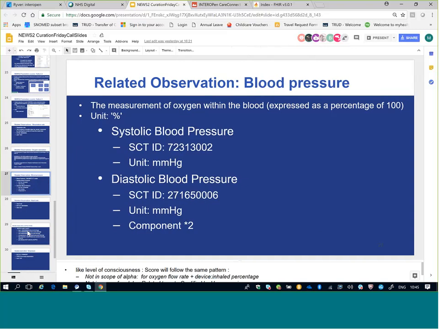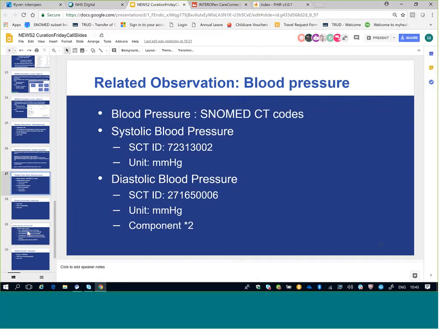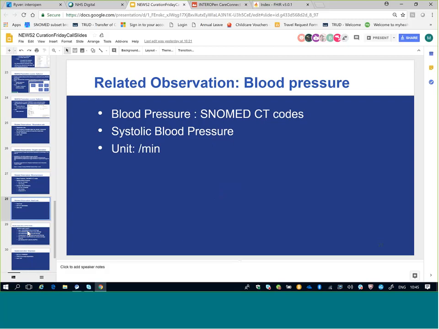So blood pressure is quite simple. We said it will have two components. It will use the component part of the observation to capture systolic and diastolic blood pressure. It will use the SNOMED codes and a unit. And once again, it won't have any additional observation of the patient position or the cuff size.